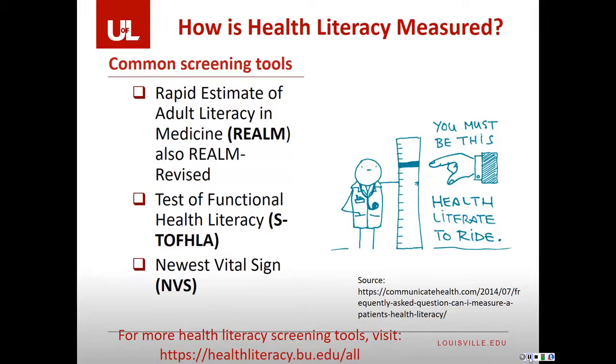Now, next we're going to discuss how health literacy is measured. There is no consensus yet on how health literacy should be measured. Researchers have used various tools, the most common of which are listed on this slide: Rapid Estimate of Adult Literacy in Medicine, or REALM, Test of Functional Health Literacy, and the Newest Vital Sign. There are many versions of these tools as well. There can be short versions and longer versions of these tools. English and Spanish versions are the most commonly available.